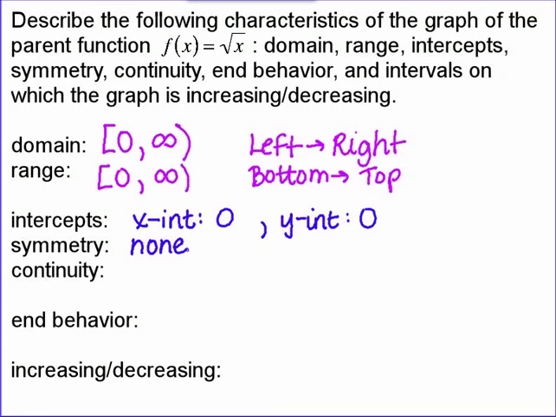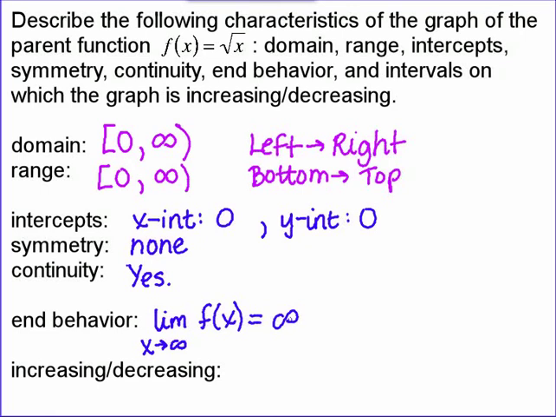Continuity. If I start on the graph, are there any holes or breaks in the graph? No. Continuity: yes, it is continuous. End behavior. First of all, it doesn't have any end behavior for the left. What about for the right? The limit as x approaches infinity of f of x will be what? Where is it going to? Infinity. Good.